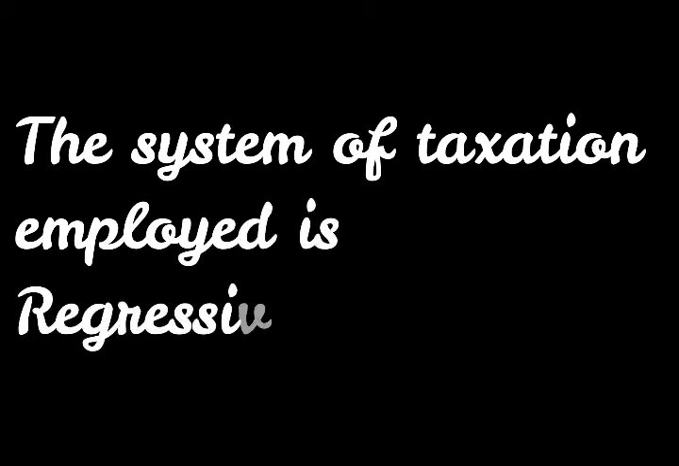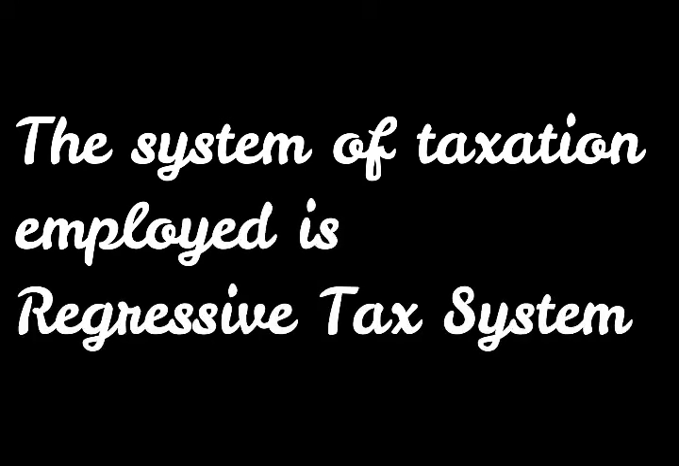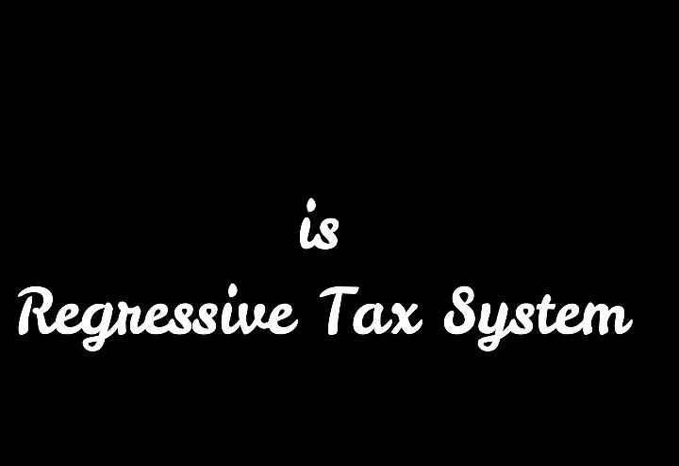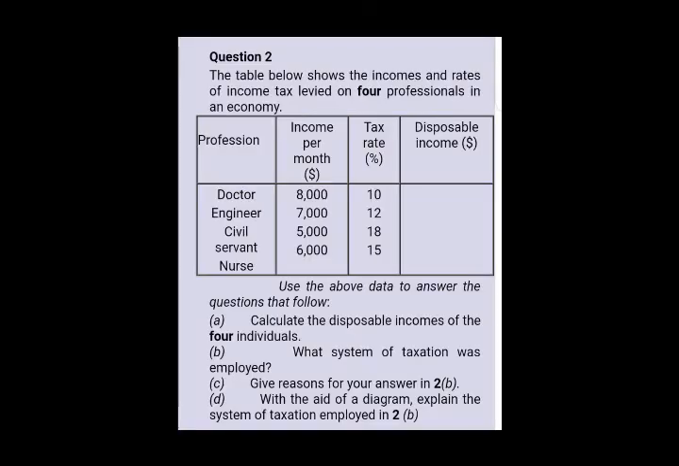For a progressive tax system, as the income increases, the tax also increases. So that is progressive. Proportional is balanced. But because in this case we have a regressive tax system, most of the time this falls on poor people. So that answers our question. Then the last part of this question said, with the aid of a diagram, explain the system of taxation employed in the two people. So we're doing that. I will show you step by step how to plot that graph. Then we are done with this question.